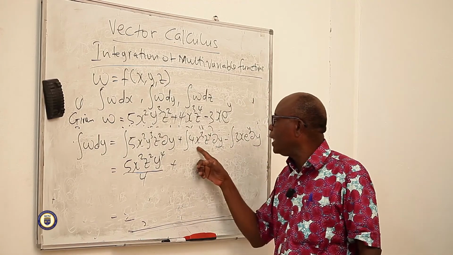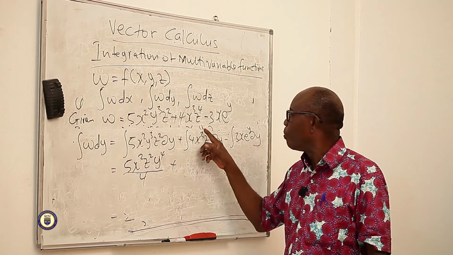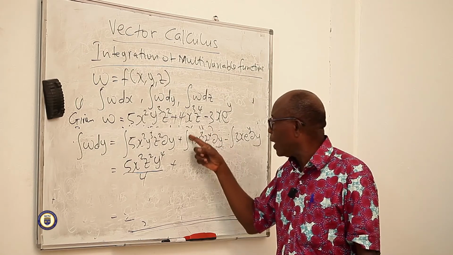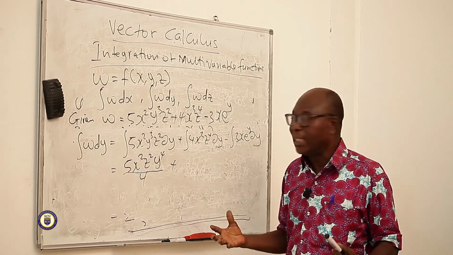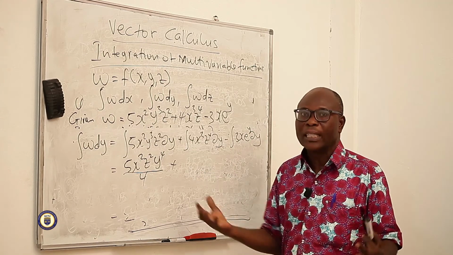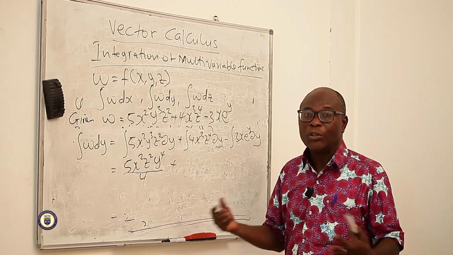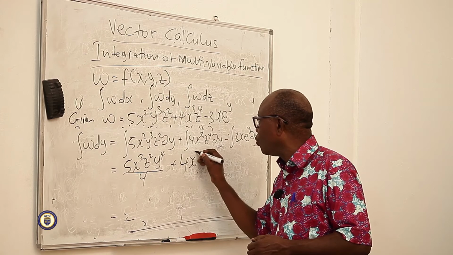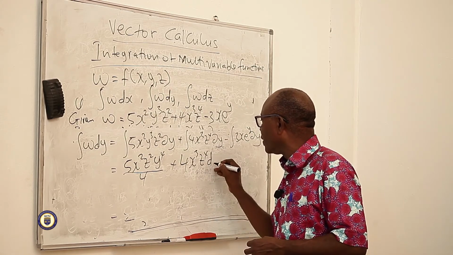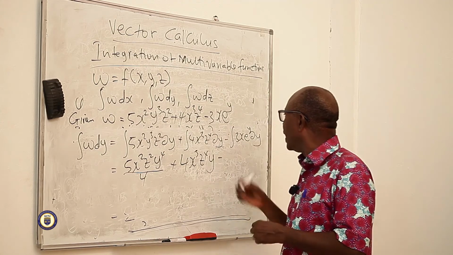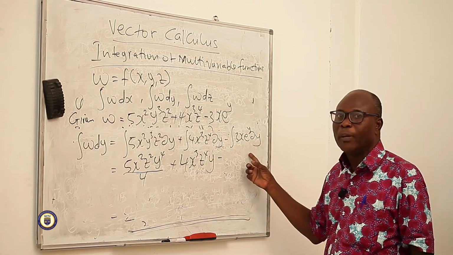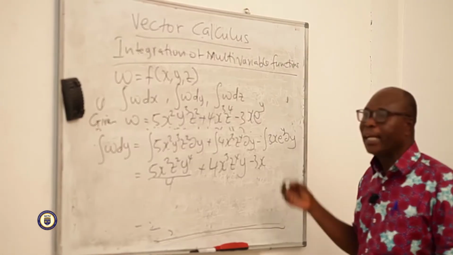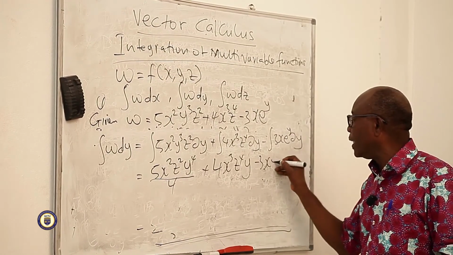Plus, now if you integrate 4x cubed z to the 4 with respect to y, there's no y component here. So this one is treated as a constant. And if you integrate a constant with respect to a variable, the answer you get is a constant times a variable. So this one becomes 4x cubed z to the 4 times y. Minus this one, we are integrating with respect to y. 3x is constant, so 3x comes out. Integrate exponential y dy, you're going to get the same thing, exponential y.